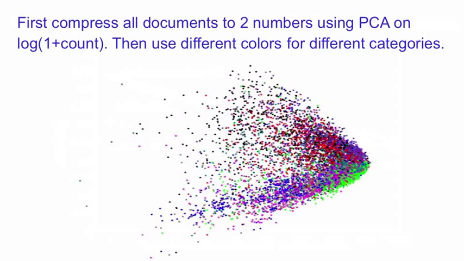This is the distribution you get, and you can see there is some separation of the classes. The green class is in one place, the red class is in a slightly different place, but the classes are very mixed up.